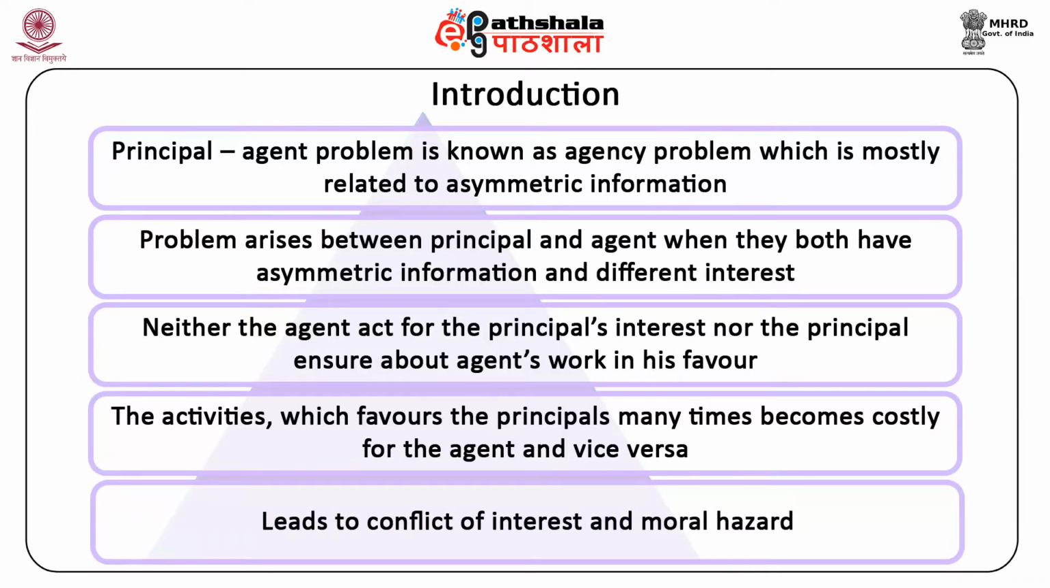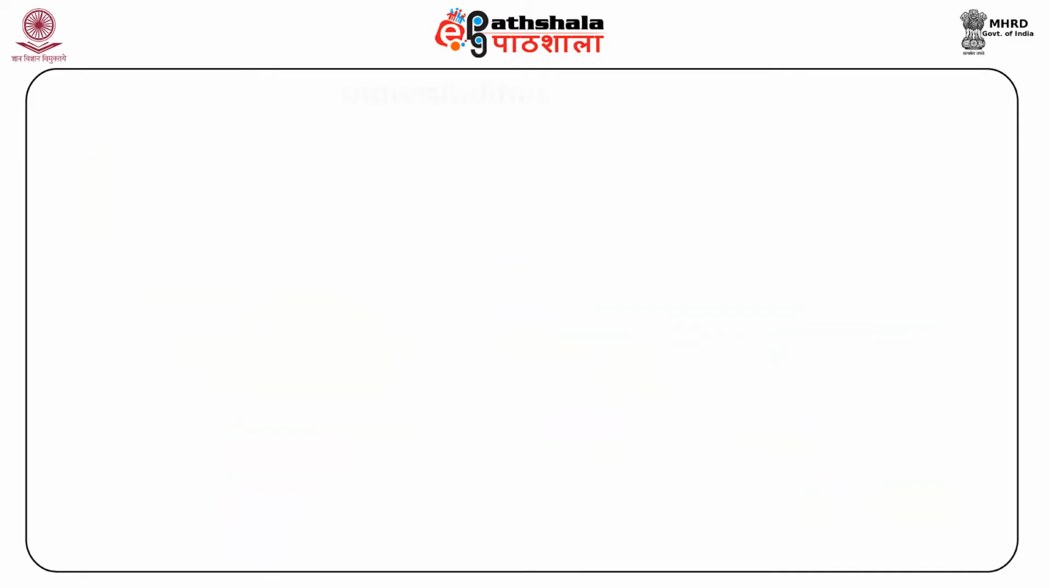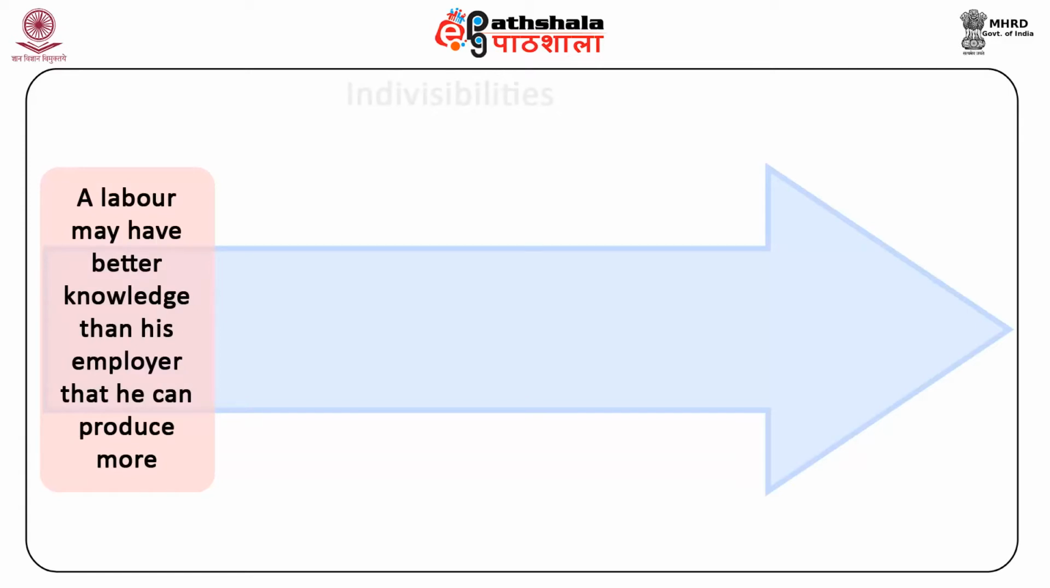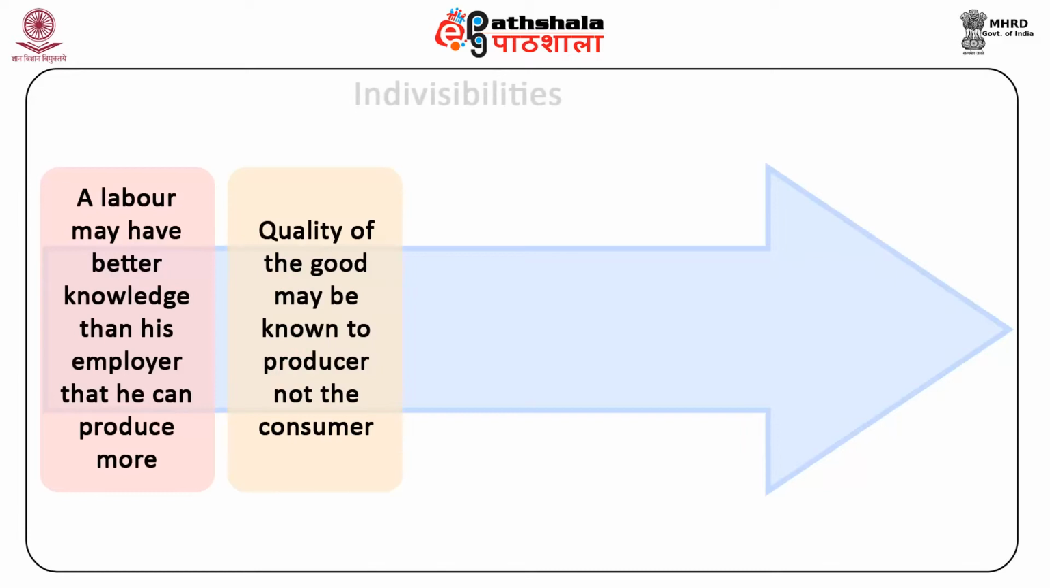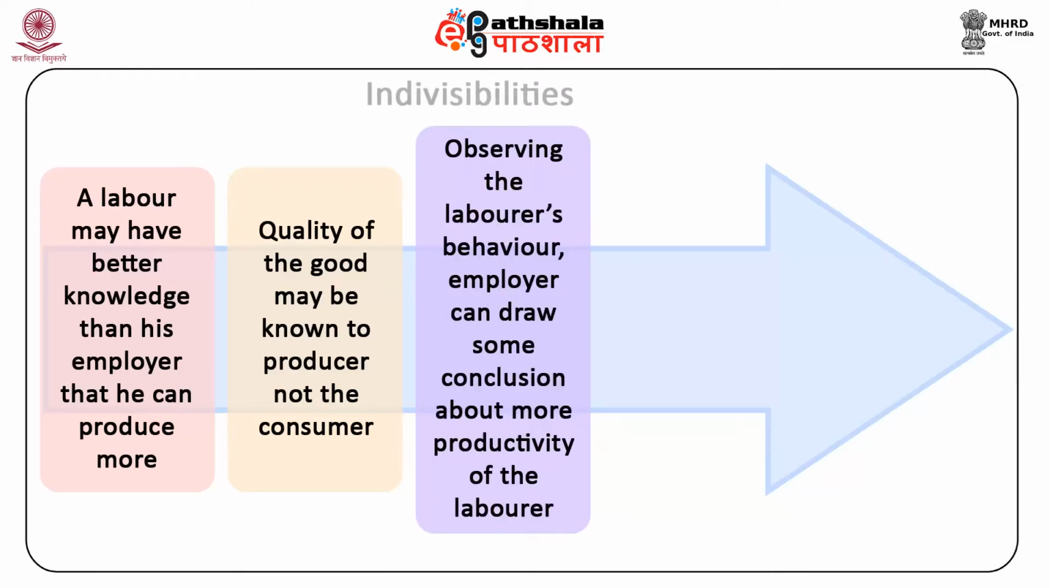Due to asymmetric information, economic agents face uneven distribution of information. That is, the information which is known to one economic agent is unknown to other economic agent. For instance, in a firm, a laborer may have better knowledge than his employer that he can produce more. Similarly, quality of the good may be known to the producer, not the consumer. But if the employer observes the laborer's behavior, then he can draw some conclusion about more productivity of the laborer.